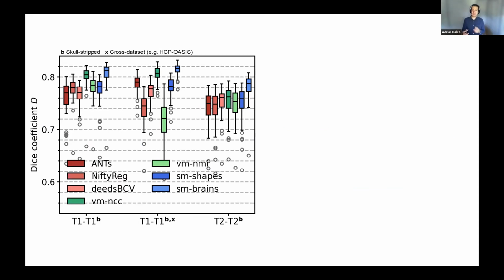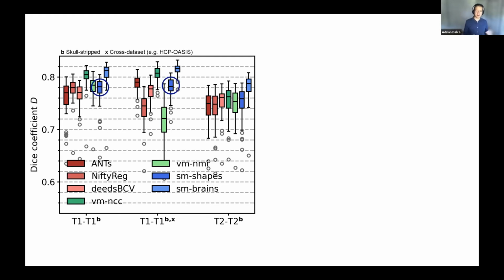I think it's very interesting to see the behavior. Classical models in red do pretty well when you're registering a T1 image to a T1 image or a T2 image to a T2 image. The VoxelMorph models in green, when they're trained on T1 or trained on T2, they also do pretty well. In some sense, they do on par with the classical models, maybe a little bit better, a little bit worse. And then the SynthMorph models in blue, they also do the same.